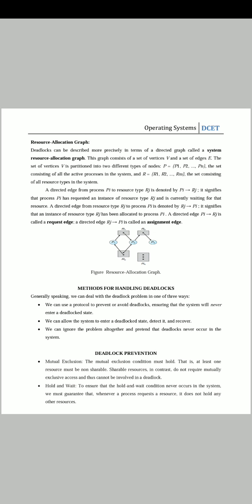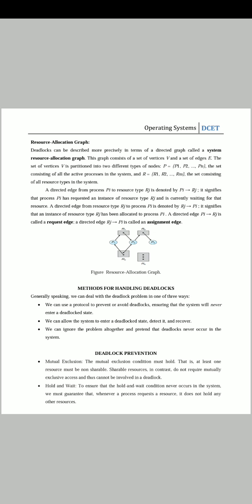First, I need to explain what a resource allocation graph is. Some questions may come from the resource allocation graph. In this diagram, you need to understand the representation. The circle represents the process, a rectangle represents the resources. Within the rectangle, we have dots.